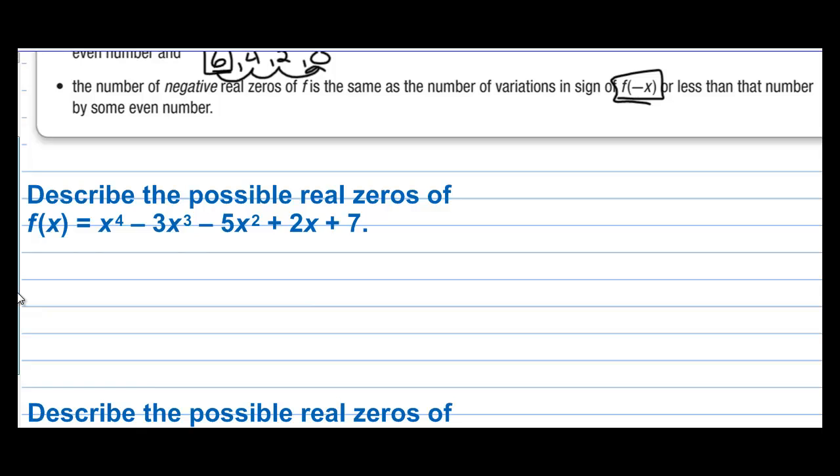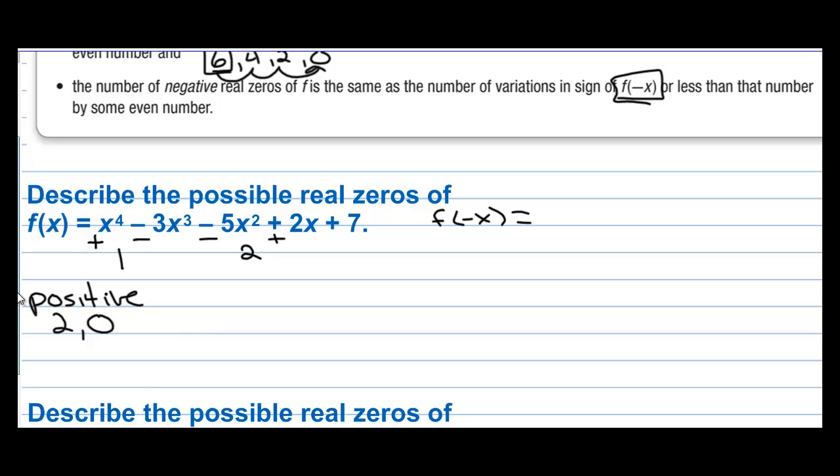F of x is, let's see, we have a positive and then a negative, so that's one sign change. Then it goes from negative to negative, that's not a sign change. Then negative to positive, there's 2 sign changes. And then positive to positive, that's not a sign change. So the number of positive zeros could be 2, or we could have none, because then you reduce that by 2. Let's find out what f of negative x would be.